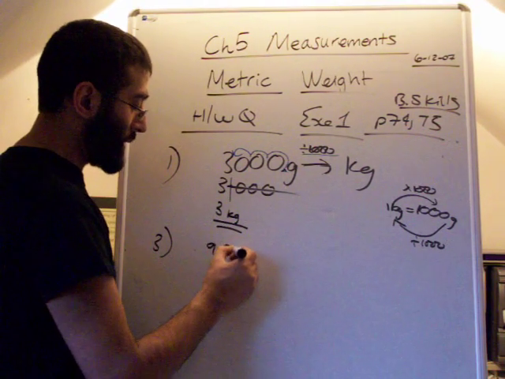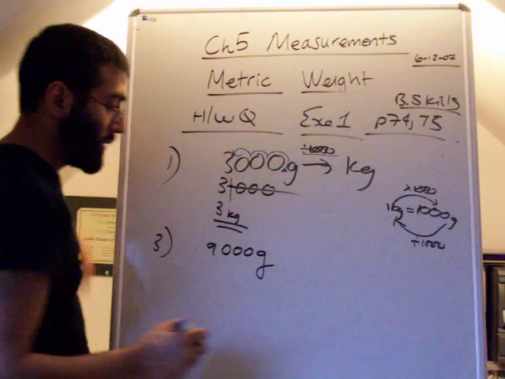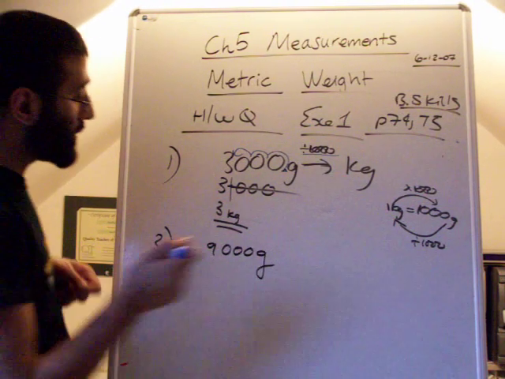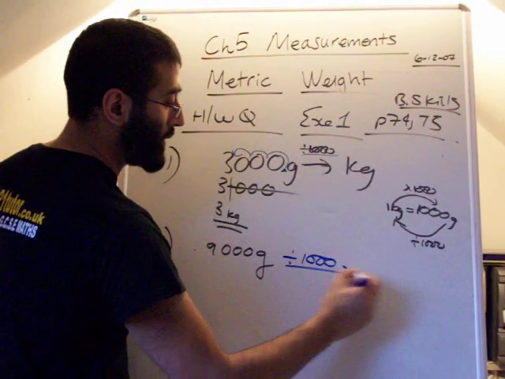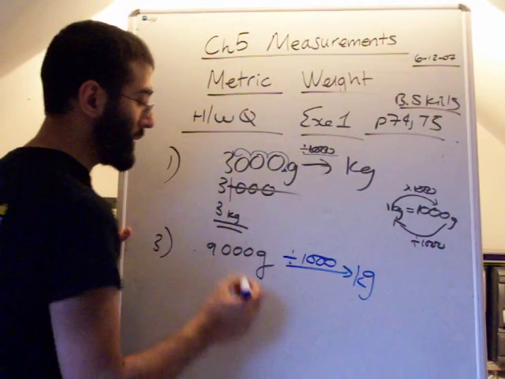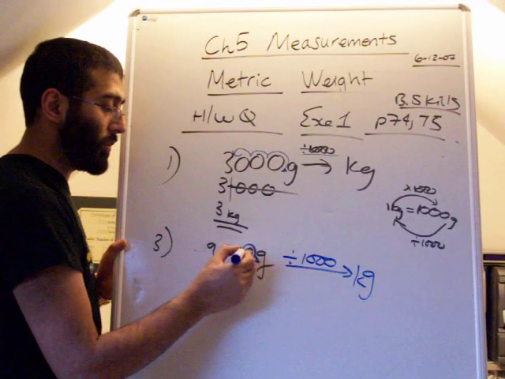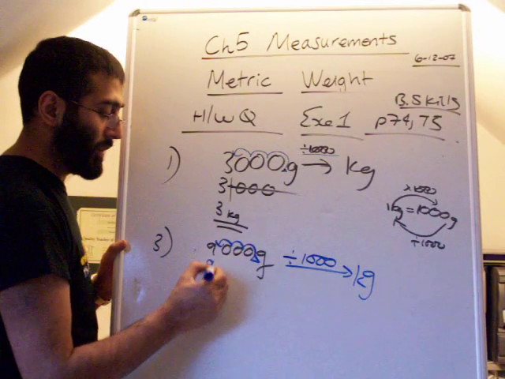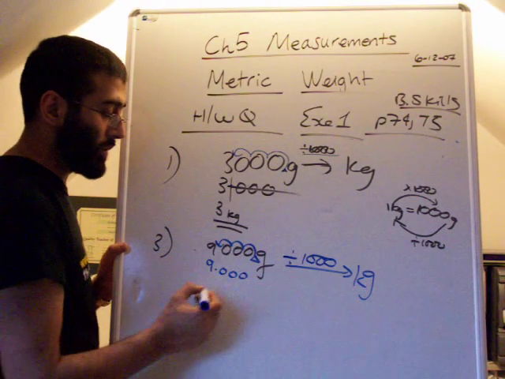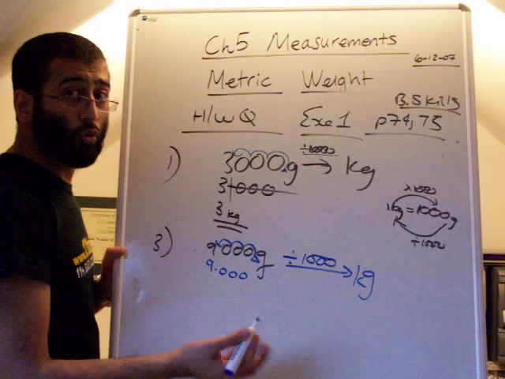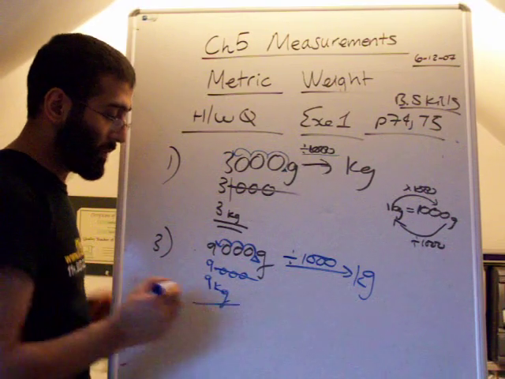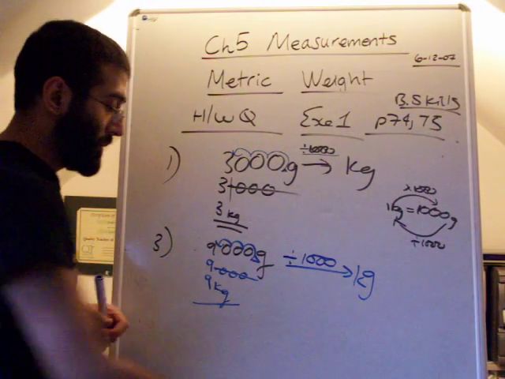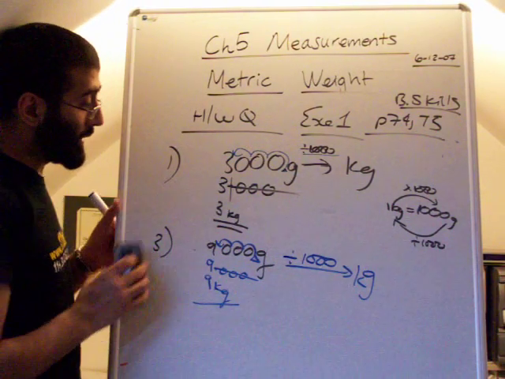Okay, number 3. We have 9,000 grams. We are going to also divide this by 1,000 to convert it into kilograms. Decimal point at the end of the whole number, 1, 2, 3 to the left. 9.000 is just simply 9. Okay, so I need space on the board.